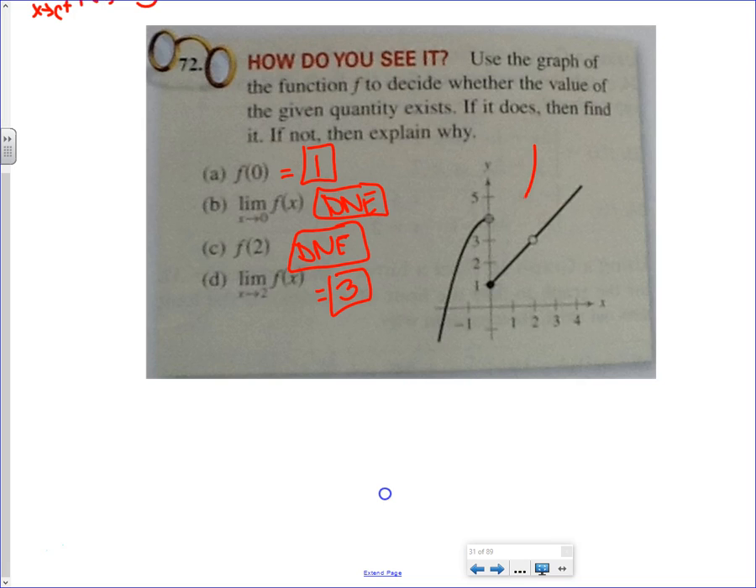But let's say it was something like this, and that wasn't there. Then the limit would be 4. Does that make sense? So if you had this side coming in, we're good. Any questions on A, B, C, or D?